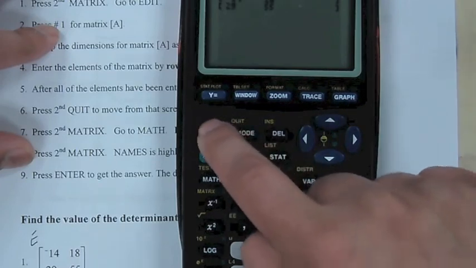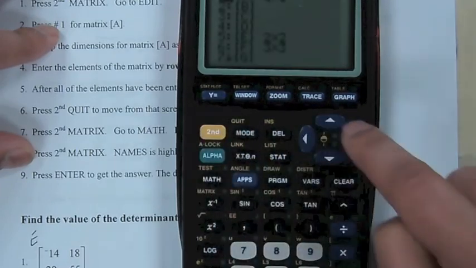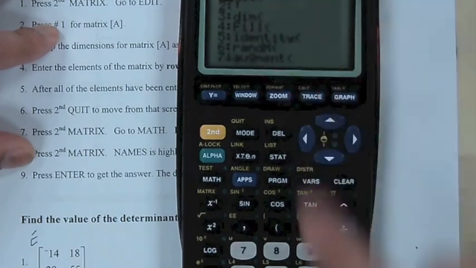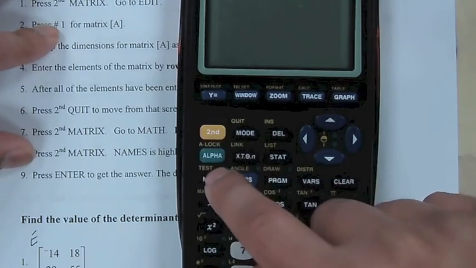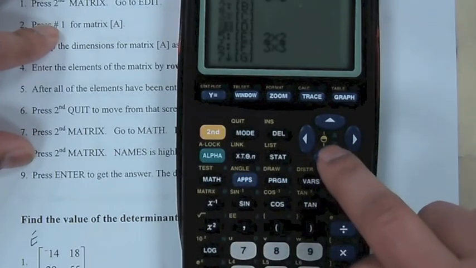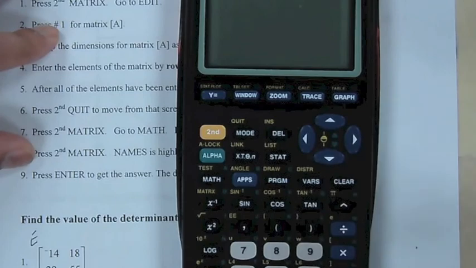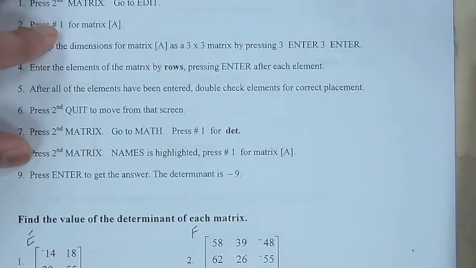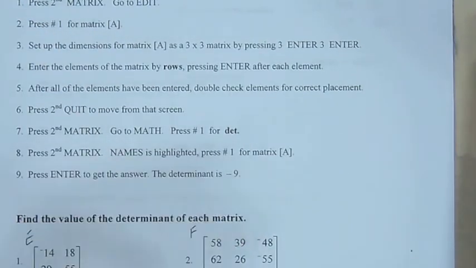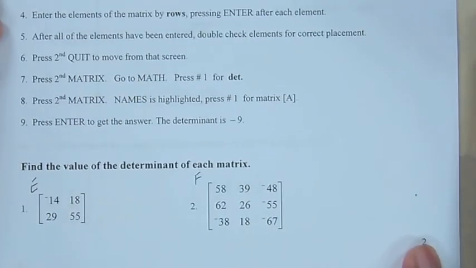So I go second quit, second matrix. This time I want to do the math. I want to find the determinant, and I go back and find the matrix that I want the determinant for. So second matrix, go down to letter E, select that one, and the answer is right there. Go ahead and do the work for matrix F right there. The answer for this one is 98,908. So work it out and see if you end up with those two answers.